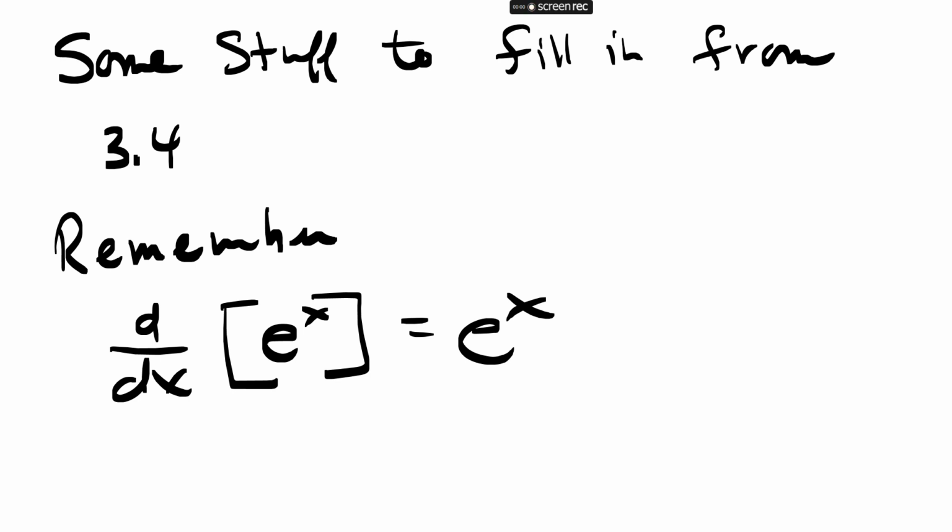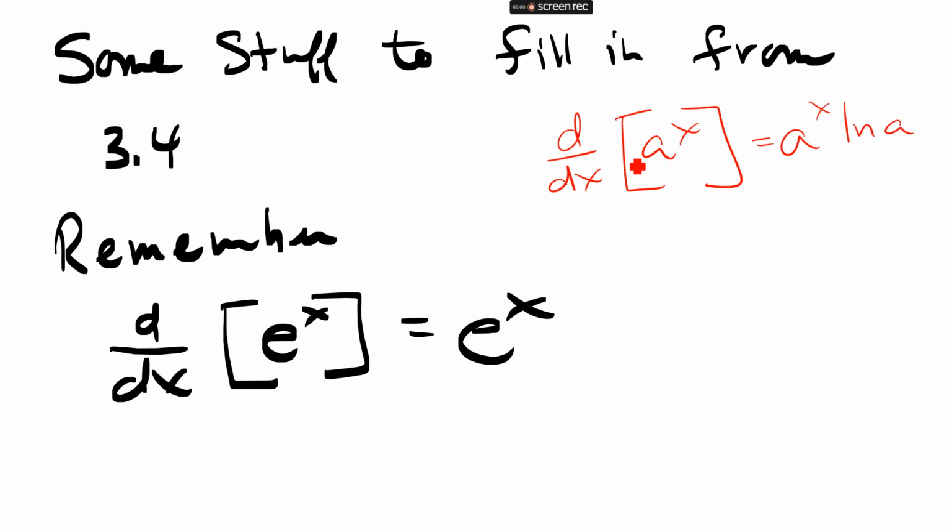Do you remember that the derivative of e to the x is e to the x? That's cool. What we want to know is this is a very specific exponential function. And right at the end, when we were doing 3.4, I said, oh, don't forget, this is the rule as well. The derivative of a to the x is equal to, let me write it just to make sure I wrote it correctly here, a to the x ln of a.